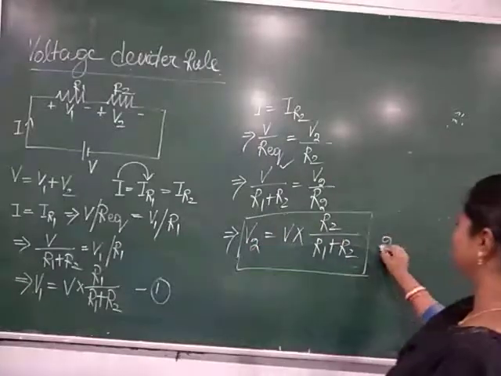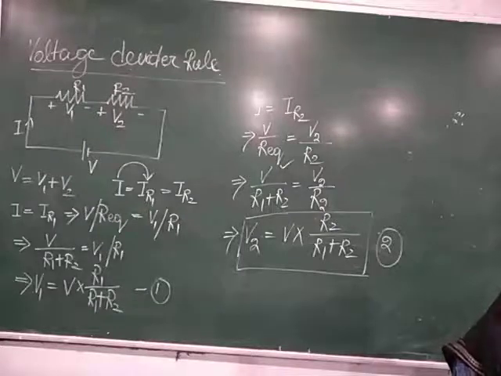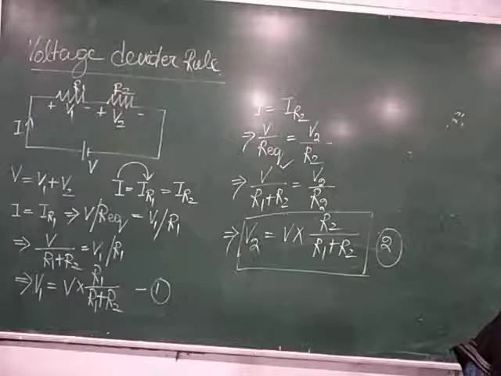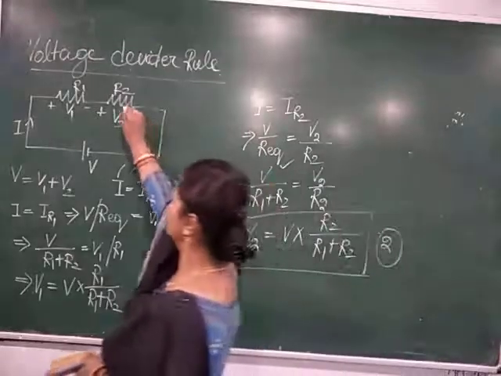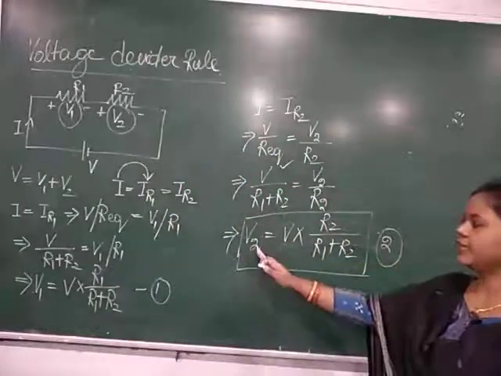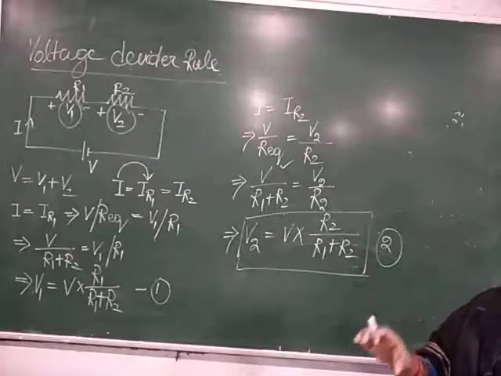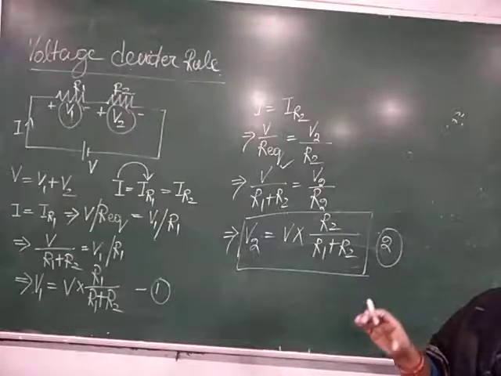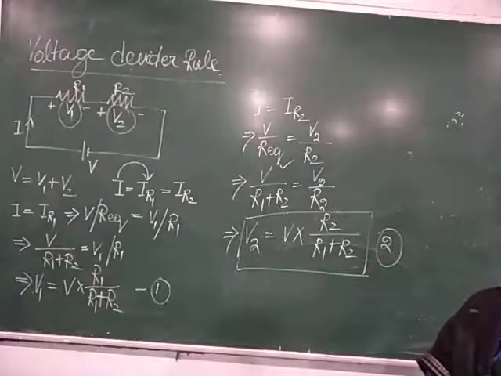Equation 1 and equation 2 represent the voltage drop across R1 and R2 if they are connected in series, by using the voltage divider rule. So what conclusion do we get? According to the voltage divider rule, voltage across any series branch is equal to total voltage into the resistance of that branch whose voltage is to be calculated, divided by the sum of the resistances connected in series.